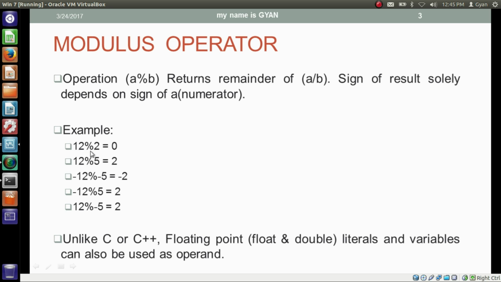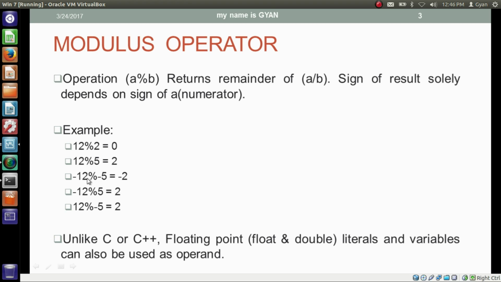That's why the result of this operation 12 modulus 2 is 0. If you divide the integer 12 by 5, then the remainder will be 2. That's how the result of this operation 12 modulus 5 is 2. In the first two cases, 12 is the numerator. Sign of the 12 is positive. That's how the values returned by these two operations are positive.